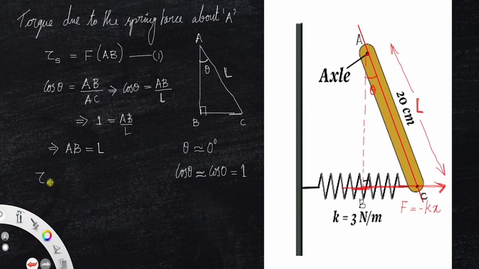So the torque acting due to the spring force, tau S, will be F into L. Clear? And we know force F is equal to minus Kx. See, this is the force. Force is equal to minus kx. And also this length BC is the value of x. This will be the small extension made on the spring. So let's call this equation number 2, and we need to find an expression for x.